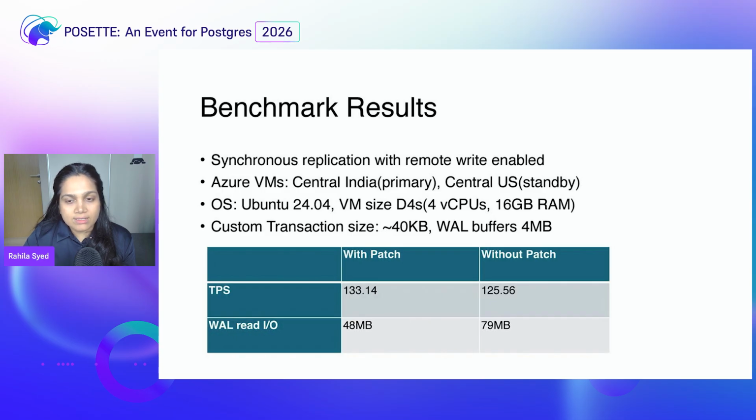So what you can see here is that the custom transaction that I've used is around 40 KB, and the wal buffers is 4 MB, and also the network latency is high. Without the patch, the TPS is 125, and with the patch, with the changes of the wal sender to send unflushed wal, the TPS is slightly higher, which is 133, about 5% higher. The wal read IO has also reduced with the patch.